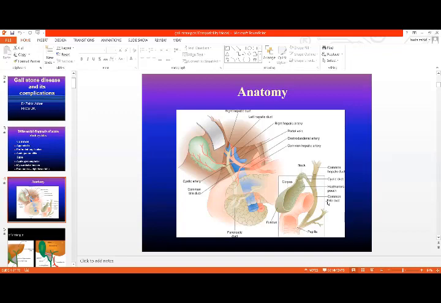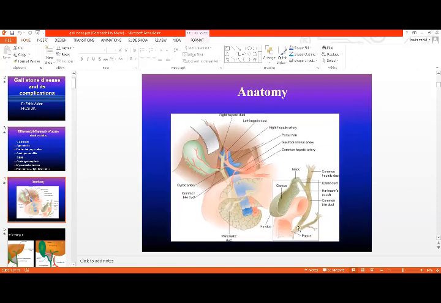Now the most important part in the anatomy is that the common bile duct and the pancreatic duct join together before entering the second part of the duodenum at the papilla. This is called the common channel. Only that part is the common channel, the bile duct as well as the pancreatic duct opening into the second part of the duodenum, that is the papilla. If you look at this, the different arteries are coming from the aorta.